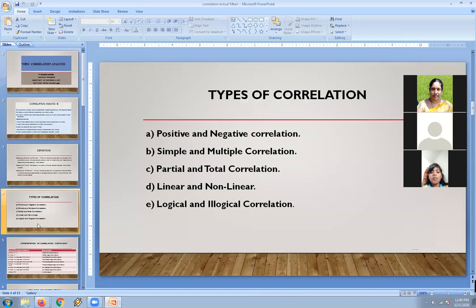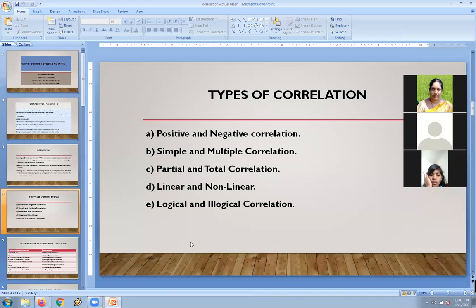Let us come across the different types of correlation. We know that there are five types. One is positive and negative correlation. Another is simple and multiple correlation. Then partial and total correlation. The fourth is linear and non-linear, and the last is logical and illogical correlation. What do you mean by positive and negative correlation?